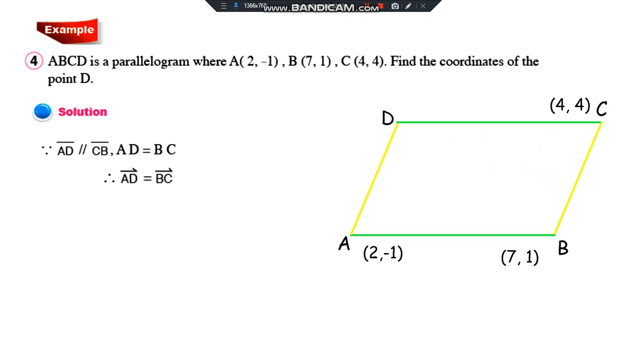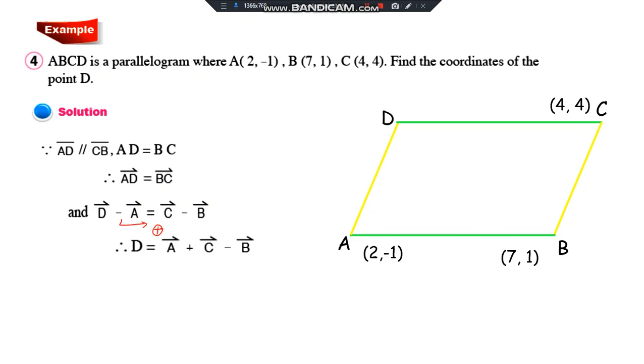So if AD is parallel to CB and AD equals BC, then AD is equivalent to BC. We can find AD by the last rule: D minus A, and BC is equal to C minus B. D minus A means we want to find the coordinate of D. So we take -A to the other side with a positive direction: D equals vector A plus vector C minus vector B.